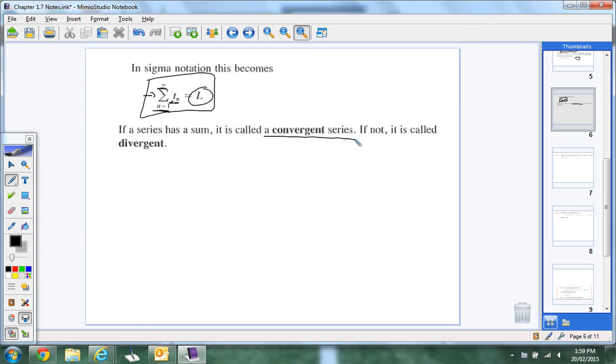The sigma notation, sure. Sigma means sum, so this is just for a sum of a series. Up here? That's infinity. Sorry, this is infinity. That right there is an infinity symbol. Good question.